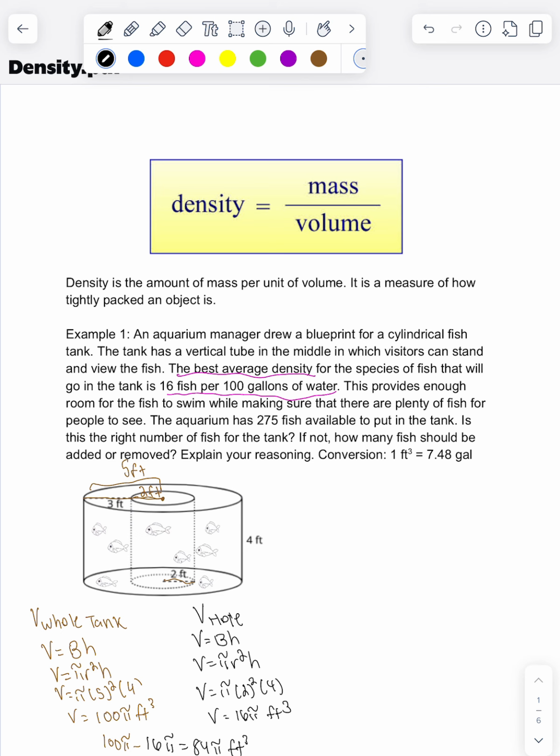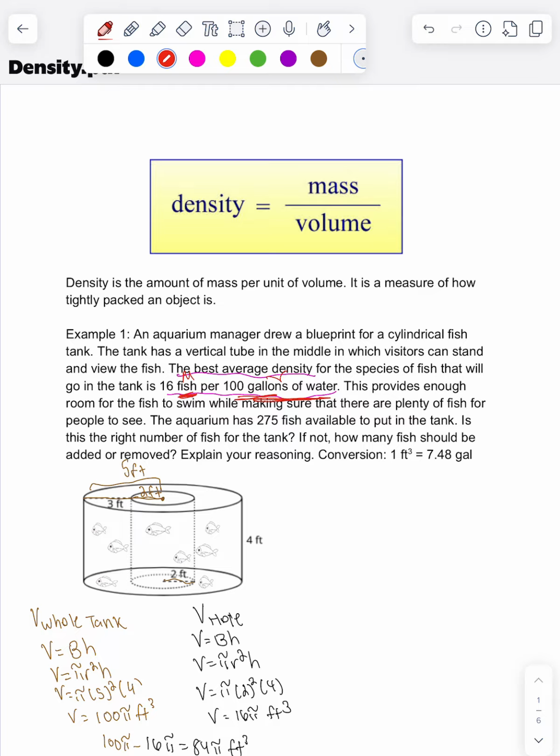Now we have to figure out, for this amount of space, if there are too many fish or too few fish. In order to do that, I'm going to have to use the desired density, the best average density that they provided to me in the question: 16 fish per 100 gallons of water. In density, the first unit is the mass unit. The mass, the object that we're talking about, is the fish. That's what's weighing on the tank here. And the second unit is the volume unit, so 100 gallons is the volume here.